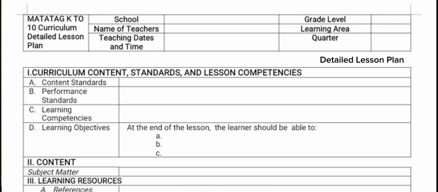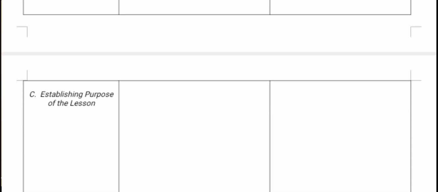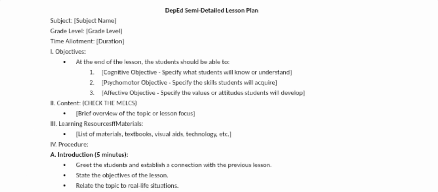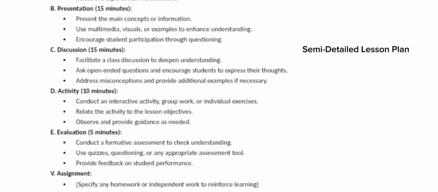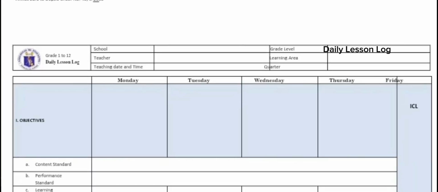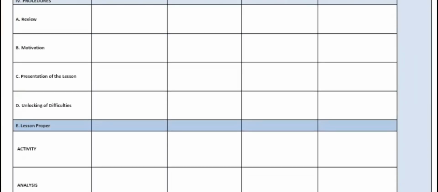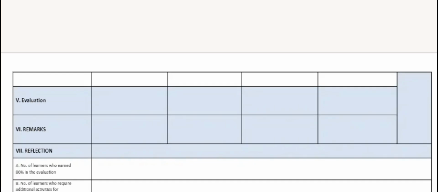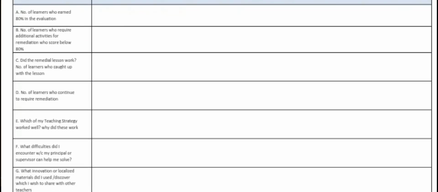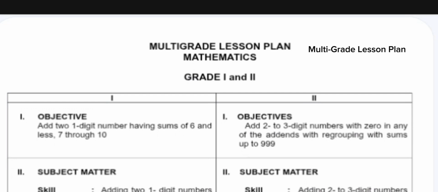Detailed lesson plan. Semi-detailed lesson plan. Daily lesson log. Multi-grade lesson plan.